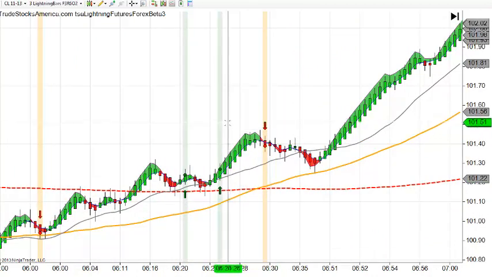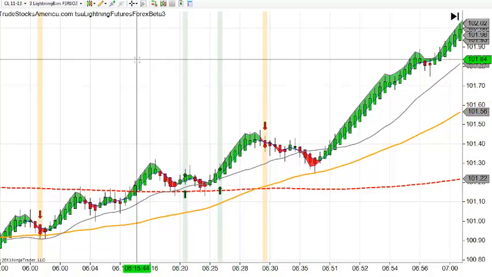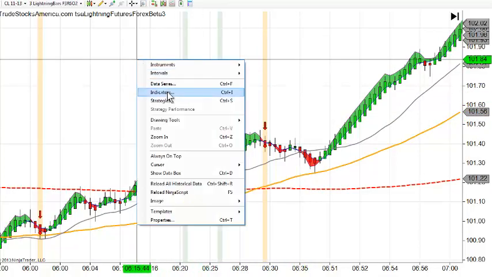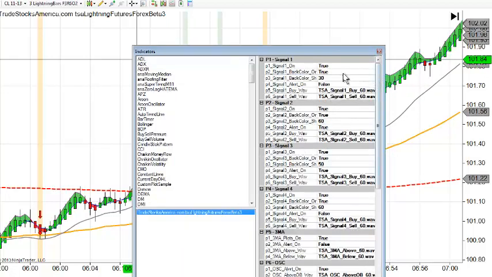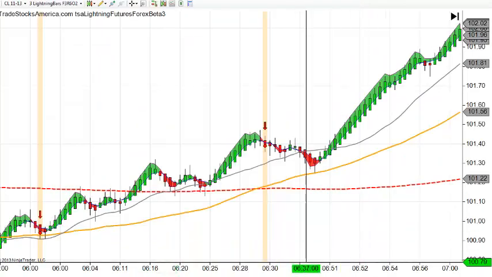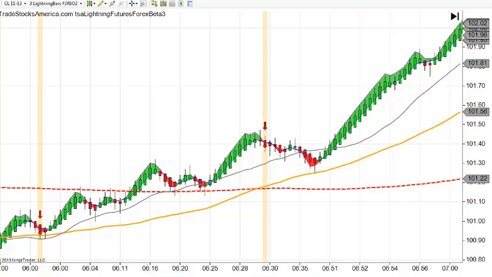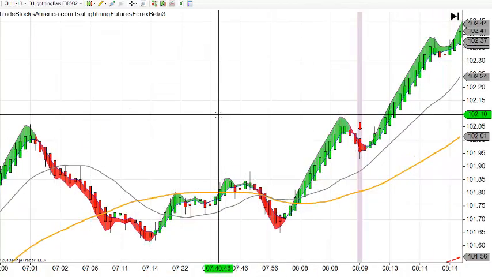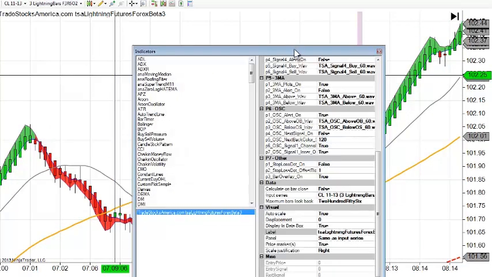Now, if you want to turn off that green, it's a green and red ribbon. You go back in there and you right-click indicators and turn this off. Turn this to false. Click on OK, and you'll see those went away. That's what I like. Personally, I like to have a very clean chart. But by doing that, we do miss some of the signals.